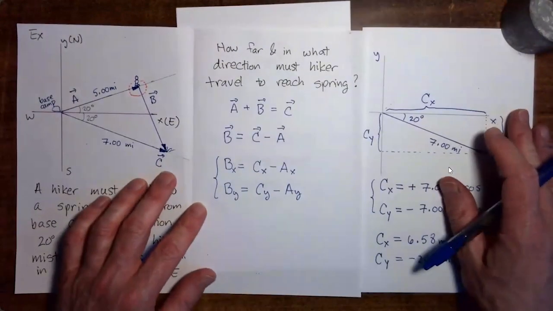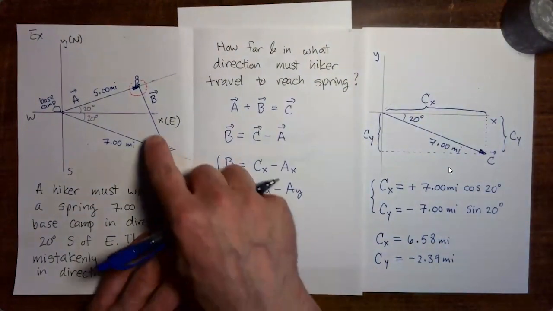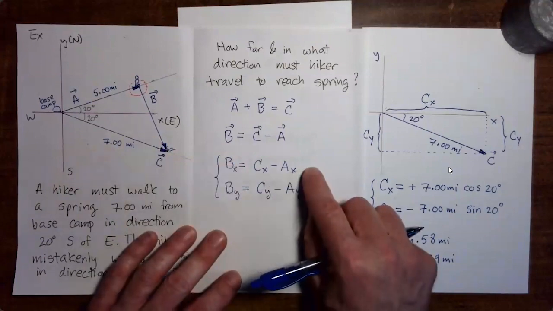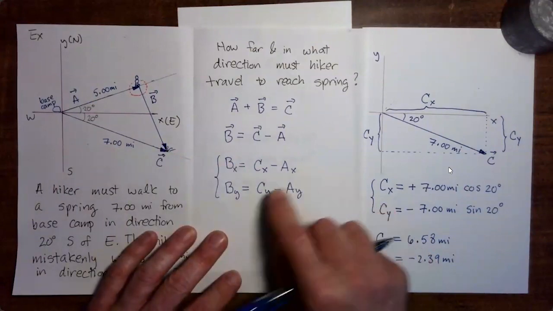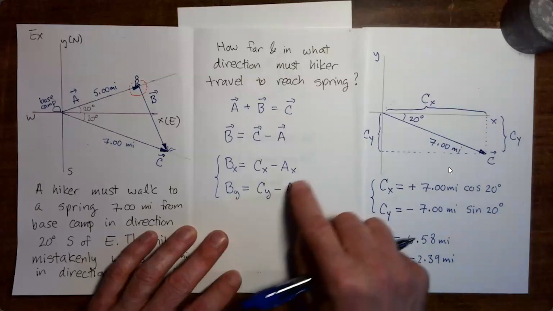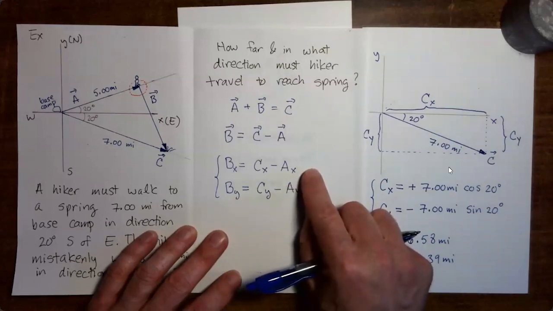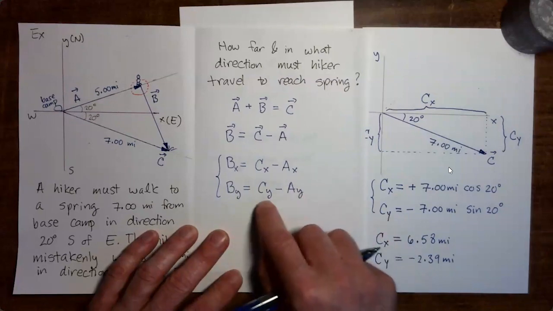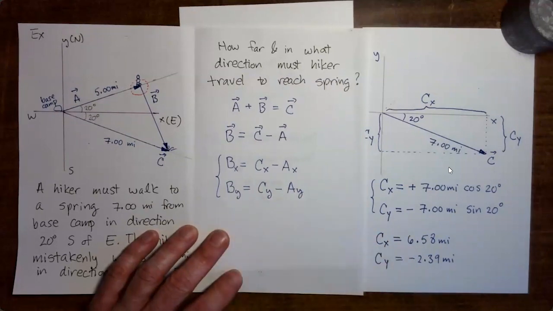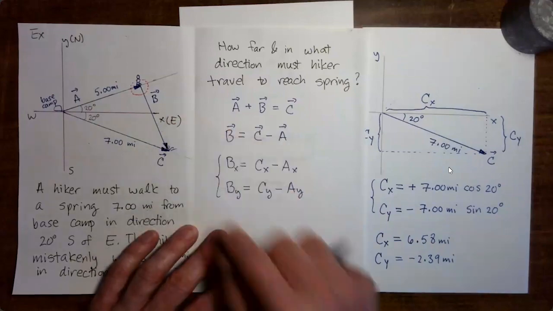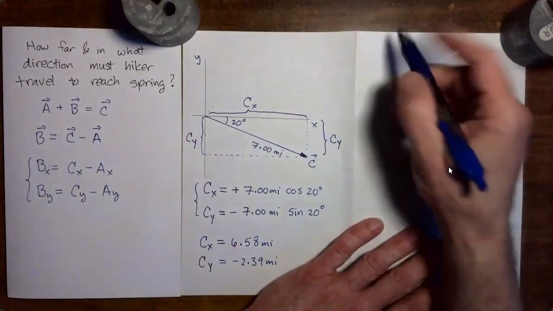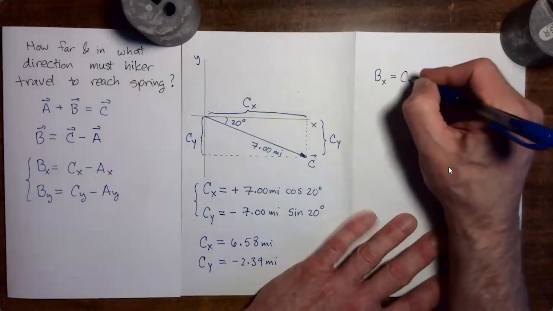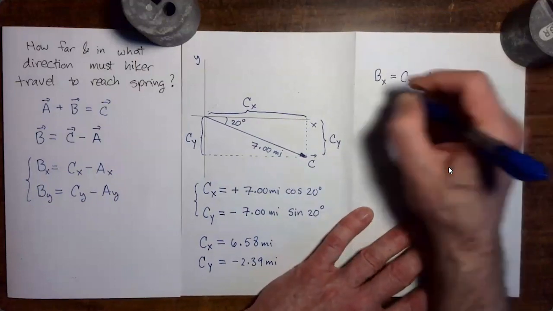Remember, the reason we were doing this is that we were looking for vector b in the original figure, and we have the x component and the y component of vector b expressed in terms of the x and y components of vectors c and a. So now that we have worked out the x and y components of vectors c and a, we can use this to put everything together to get the x and y components of b. Okay, so we have b sub x equals c sub x minus a sub x.